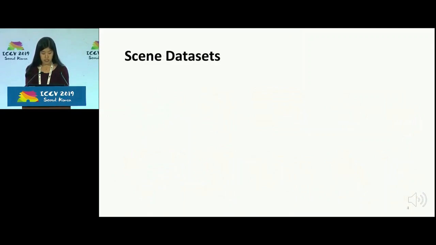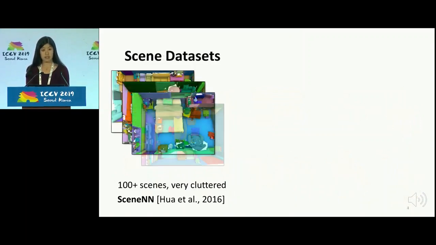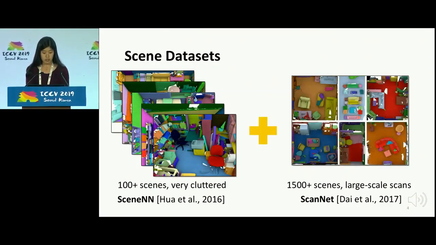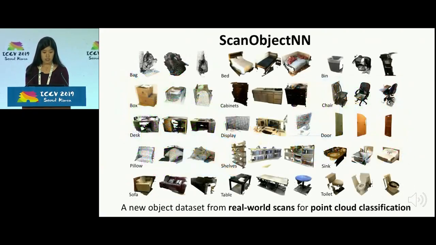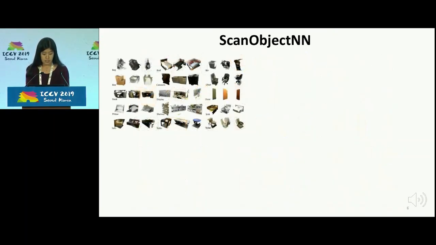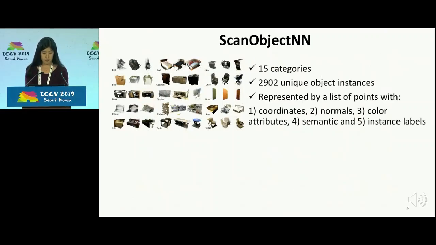We leverage existing indoor scene datasets, SceneNN and ScanNet, to introduce ScanObjectNN, a new object dataset from real-world scans for point cloud classification. ScanObjectNN contains 15 common categories with 2,902 unique object instances. Our raw data is represented by a list of points with coordinates, normals, color attributes, and semantic and instance labels.